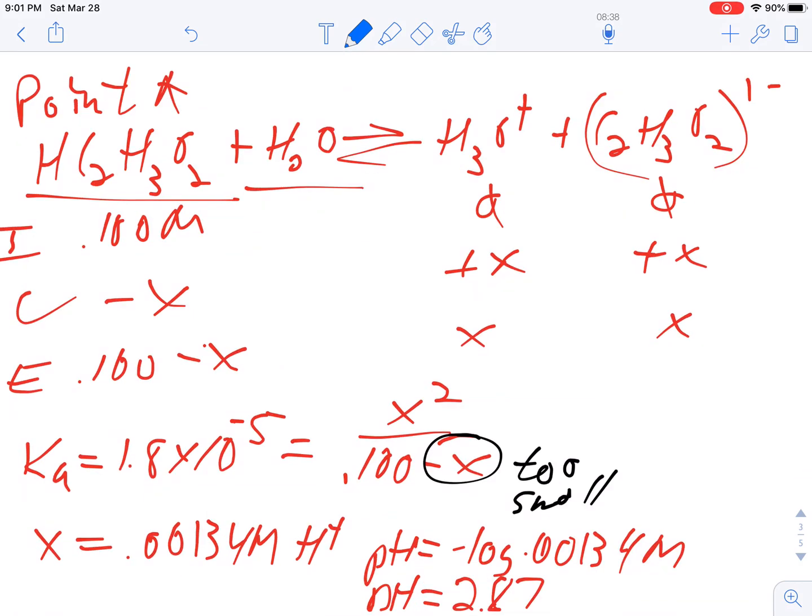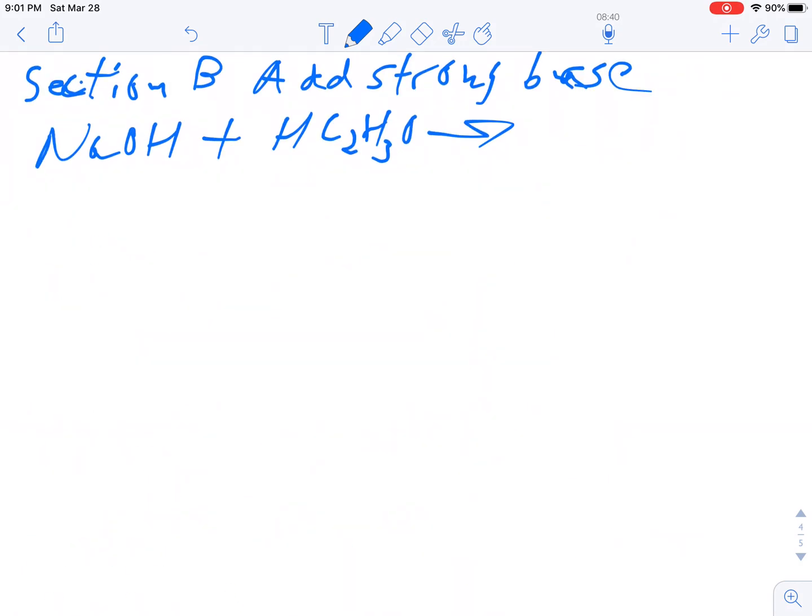What's going on in section B? Why isn't it a straight line? Well, let's just do an example here. Let's pick, let's say we add 20 milliliters. No, let's make it a funky number. Let's say 22 milliliters of sodium hydroxide. And we began with 50 milliliters of the acetic acid.